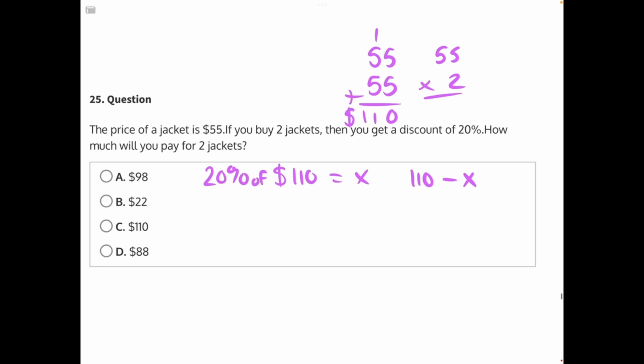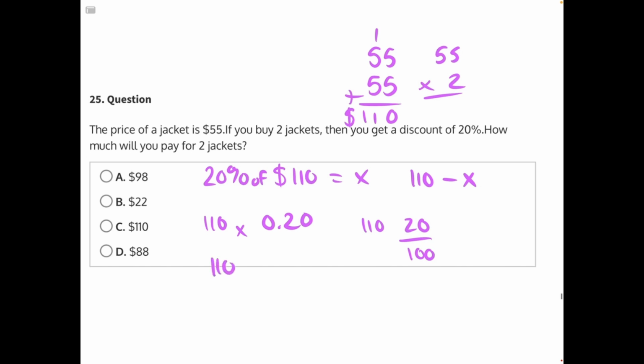As always, there's one of 2 ways to do this with percents. You can either multiply 110 by the decimal form of 20%, which is 0.20, or you could do it by the fraction form, which is 20 over 100. I will show you both. You can do them either way. You'll get the same answer.